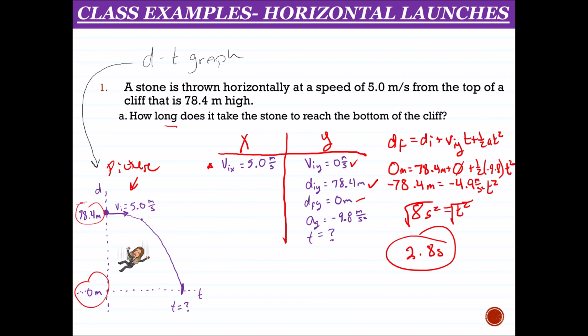Yeah, I calculated that wrong. Why did I plug in 9.8? It's negative. 78.4 divided by negative 4.9. I already took the half of that. Here we go, 16. Square root of 16 is what we want, and that's going to give me 4 seconds. Okay, 4 seconds, final answer.